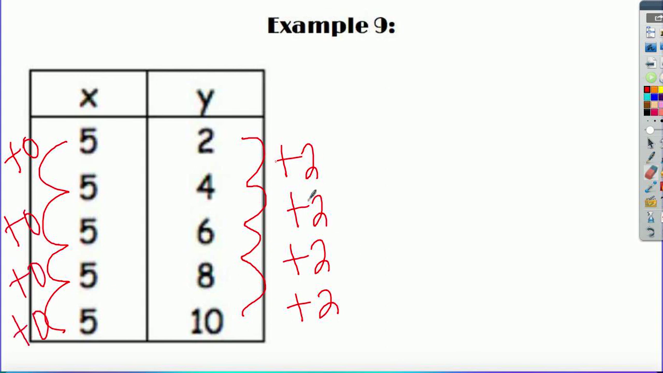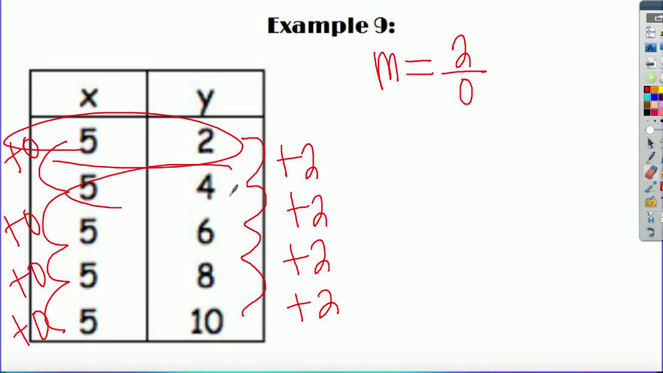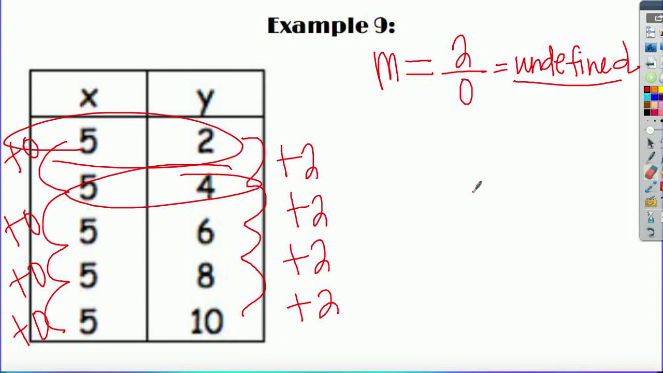So when we did change in y over change in x and we try to find our slope, it's going to be 2 divided by 0. I would have still gotten the same thing had I chosen two ordered pairs and done the same thing. Anything divided by 0 is undefined. And we know when I run into undefined, it's kind of like a roadblock. I can't use undefined in a point to write the equation.